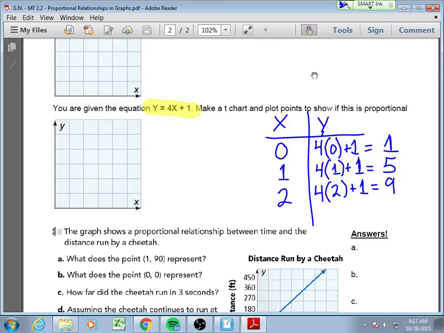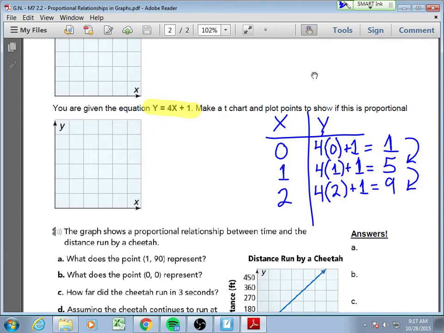Can anyone tell me if this is proportional, even without graphing it? No, it's not. Why? Because it's not even. What do you mean it's not even? 2 to 9 doesn't matter. I got it. You don't even need to graph this here. There's no pattern. There is a pattern actually. We're increasing by 4 every time. So there is a pattern.